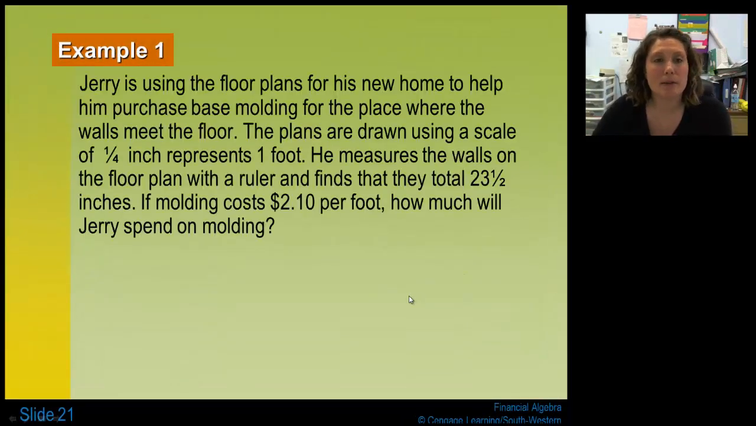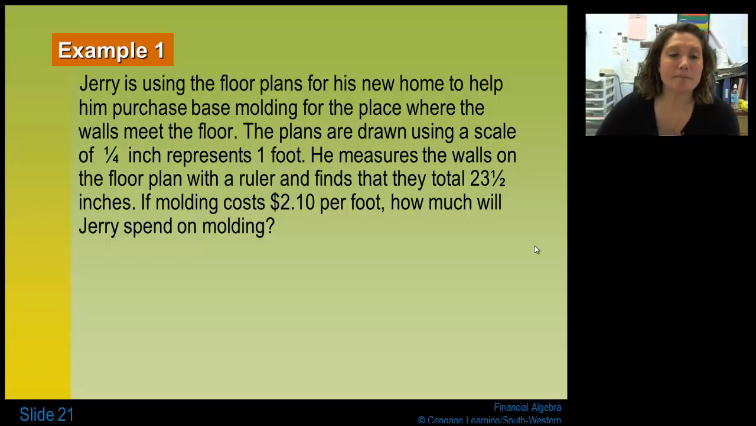And as we move into our examples, Jerry is using the floor plans for his new home to help him purchase base molding for the place where the walls meet the floor. The plans are drawn using a scale of 1/4 inch represents 1 foot. He measures the walls on the floor plan with a ruler and finds that they total 23.5 inches. If molding costs $2.10 per foot, how much will Jerry spend on molding? So there's 2 pieces here. We need to figure out the conversion factor, so how much he's going to need, and then we have to figure out the total dollar amount here.